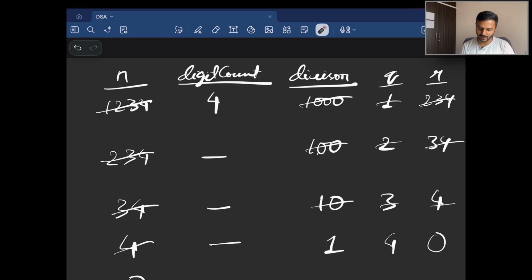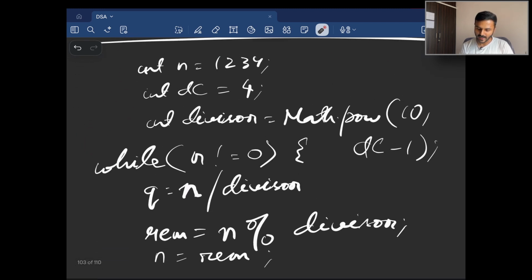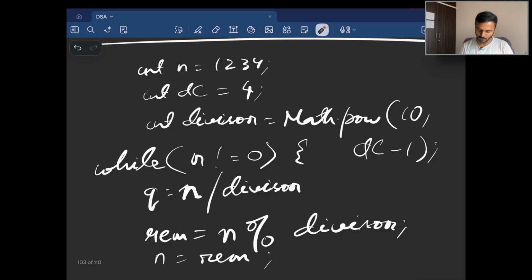The other thing that we have to take care of is changing the value of divisor, right? Because we know that when n is 234, the divisor has to be 100. But if you take a look at whatever we have over here, what we did was we started with n is equal to 1, 2, 3, 4. Q will be 1, rem is 234. Now n has become 234, but we have not changed the value of divisor. So if we end the loop here, what is going to happen? In the next iteration, divisor would still be 1000, right?